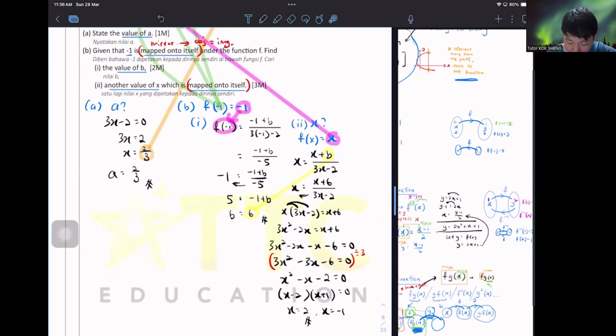Yes, because just now it says that negative 1 is mapped onto itself. That's why we should be able to get negative 1 as one of the answers. The other one is another value of x. So that's why the answer is 2, not negative 1.